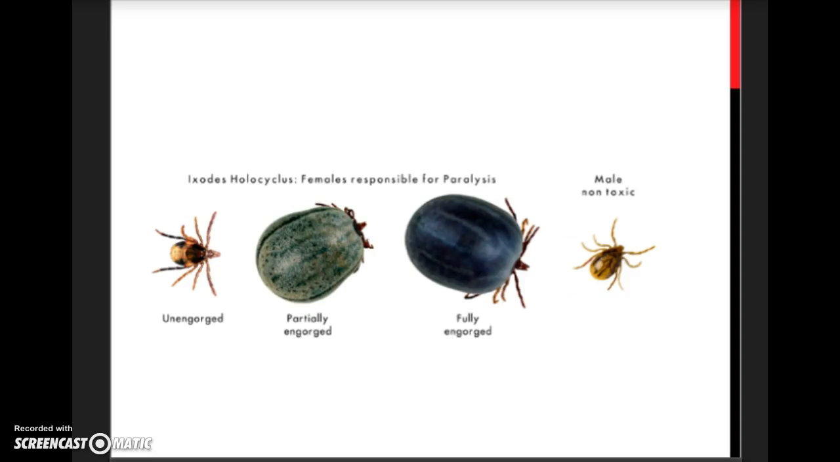Here I just have better pictures of the tick through its stages. As you can see, the one on the left is unengorged, which is before feeding. The two in the middle are partially and fully engorged, which is basically just a filling of blood into the body. And then on the right is the non-toxic male.